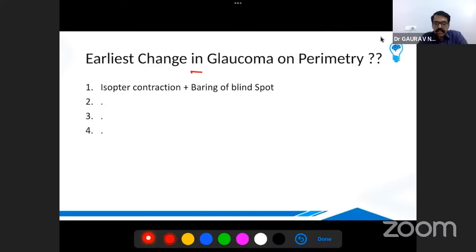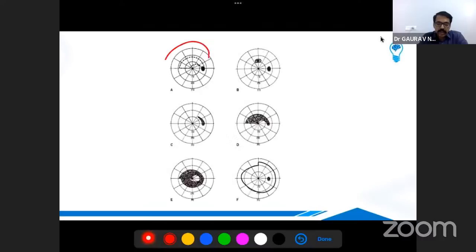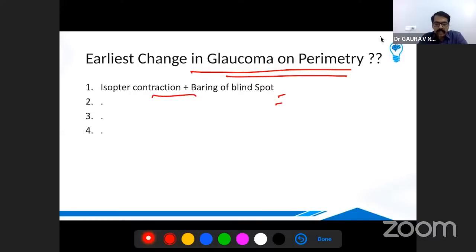And the earliest change in glaucoma in perimetry, we are all aware, glaucoma field defects we have done. So this is how the isopter contraction is there, then the baring of the blind spot, then scotoma in the Jensen's area, Seidel scotoma, arcuate scotoma. Then there was double arcuate and tunnel vision. So first is isopter contraction with baring of blind spot. That is the first change which is there.